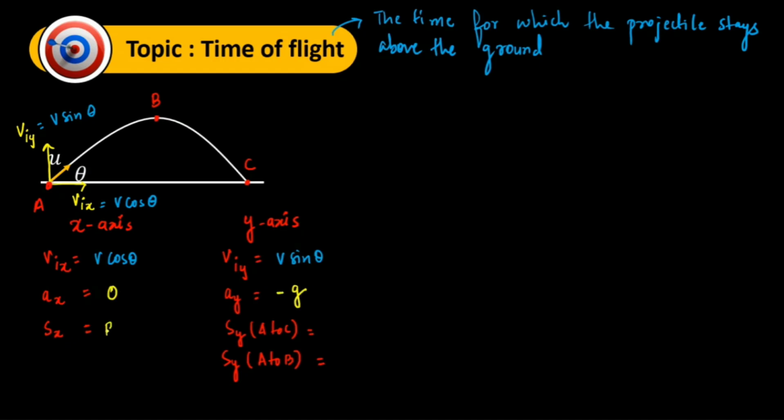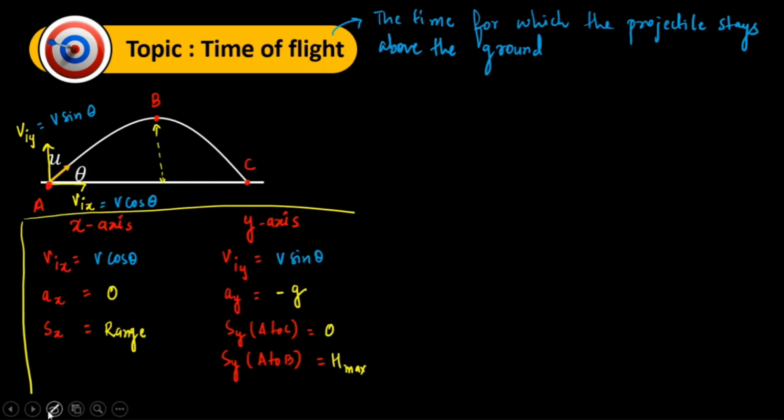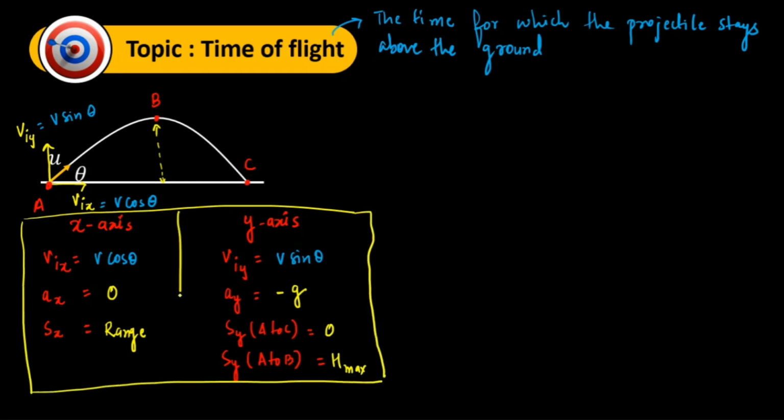Displacement in the x-axis is referred to as range, and in this case it is going to be AC. Similarly, displacement in the y-axis for the complete journey is going to be 0. From A to B, we can simply see that this is going to be the height, so we can write it as h max. Using these things only, we'll find out the equations of projectile motion.